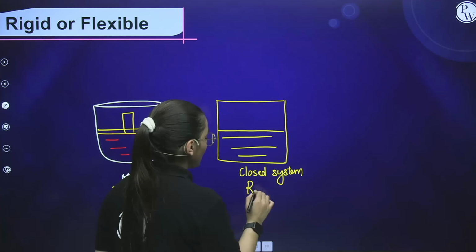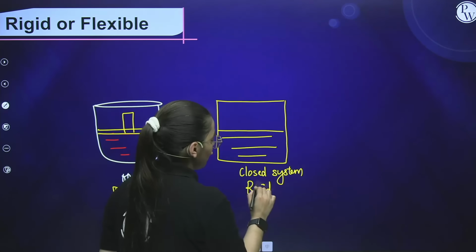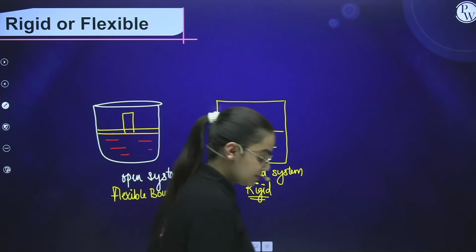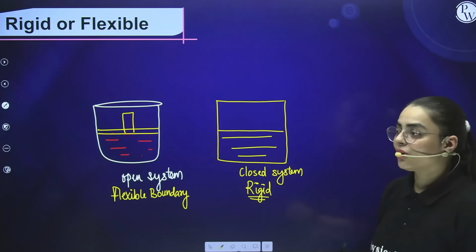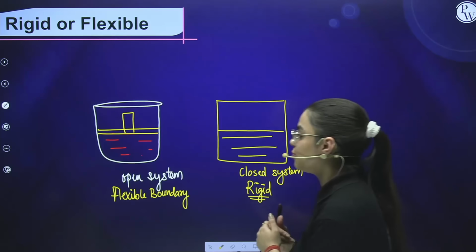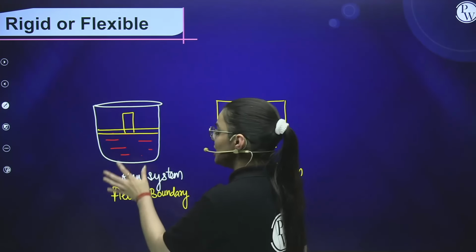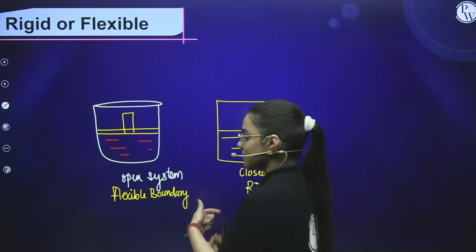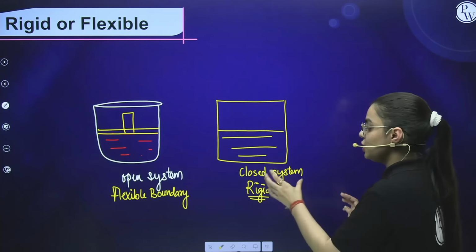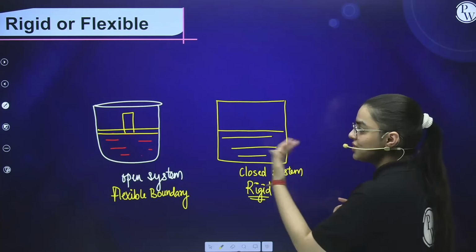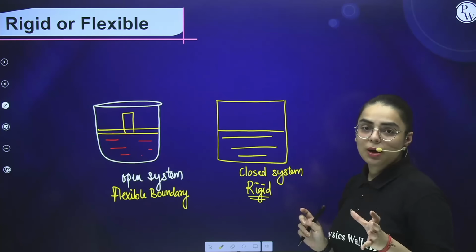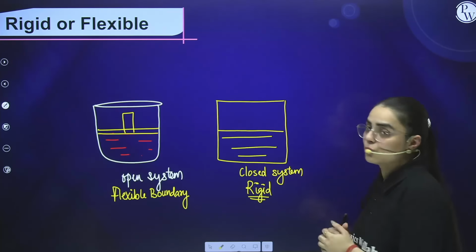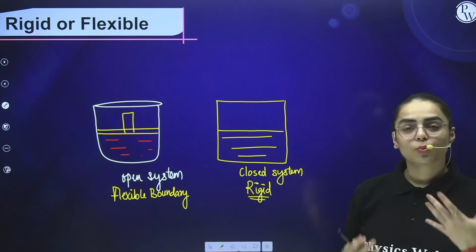So basically, rigid boundary is observed in what? Closed system. Clear, students? Moreover, you can also compare what kind of boundaries you can see in an open system. In an open system, the very first you saw was an imaginary boundary. Other than this, you can see a flexible boundary. When I'm talking about the closed one, you have seen the rigid boundary. Also, you have seen in the previous case that a real boundary is also observed in a closed system. So you can compare open and closed in such a way.